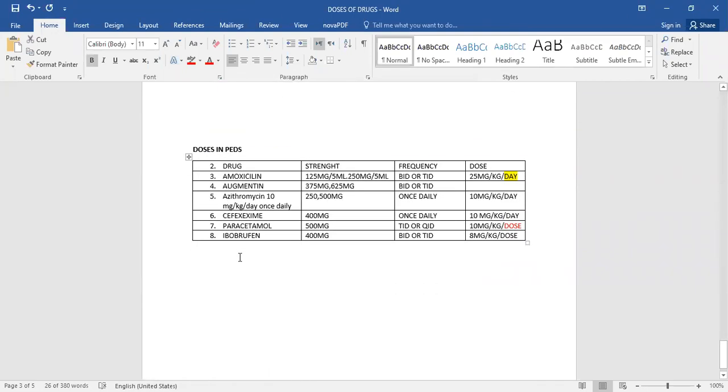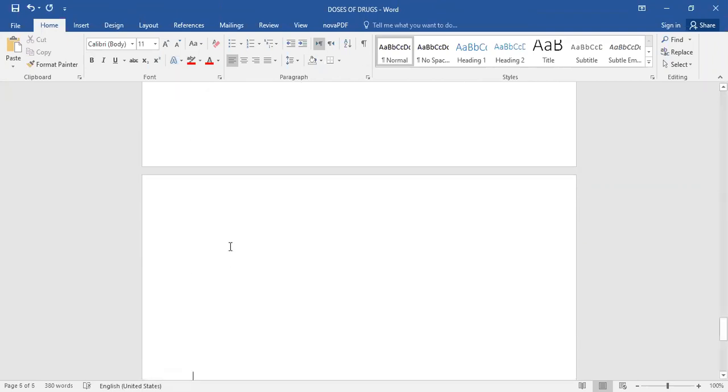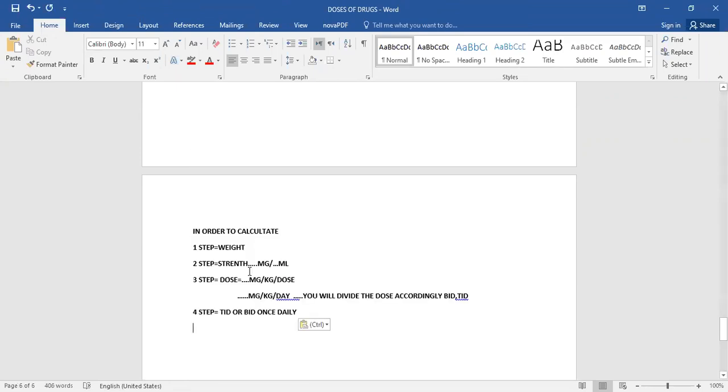This is our principle. Let's apply this principle to amoxicillin. I ask you to calculate the dose of amoxicillin. Well, the first step is the child's weight. I say that the child's weight is 10 kilograms.